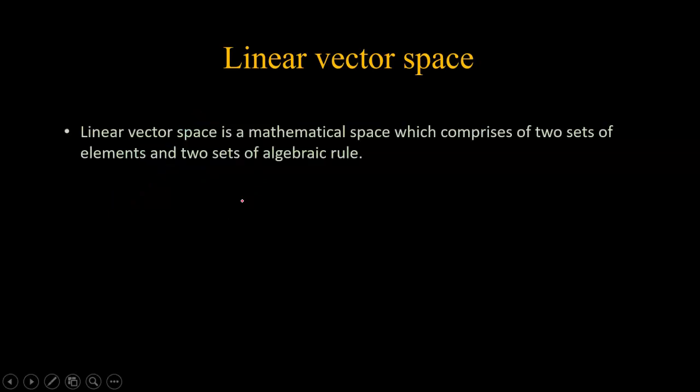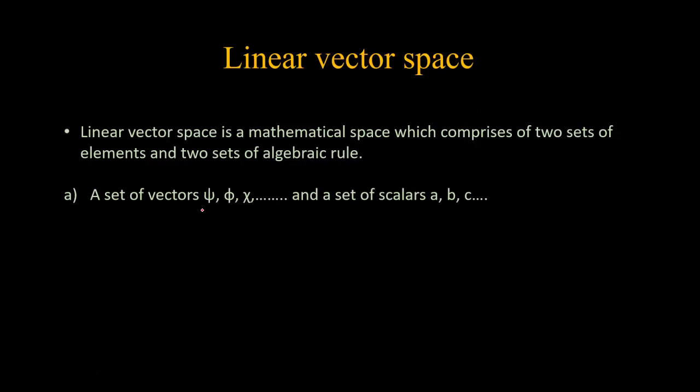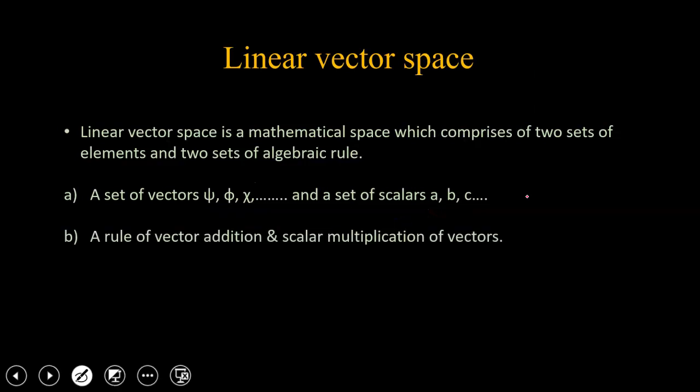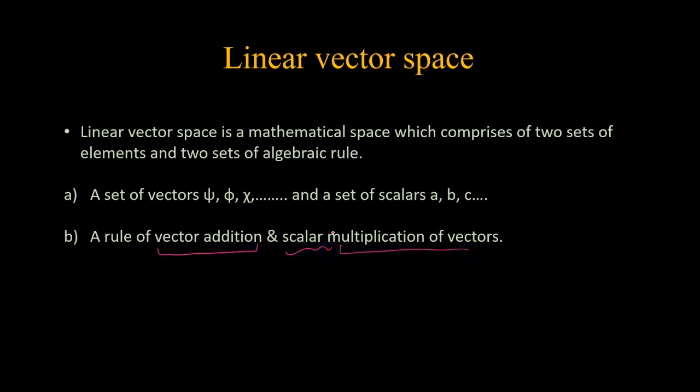Suppose you have a mathematical space which comprises two sets of elements and two sets of operations on them. First is the set of vectors psi, phi, chi. These are the set of vectors, and the scalars will be denoted by the lowercase letters a, b, c. Now the second one: there is a rule of vector addition and their multiplication by a scalar. Let's look at these operations one by one, and what is allowed.